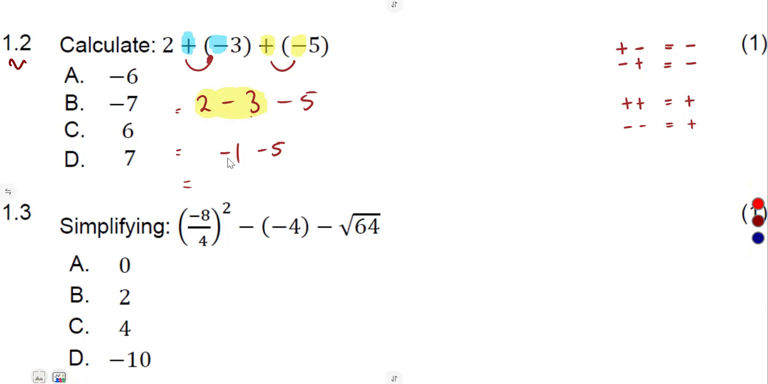Remember, if the signs are the same, just add the numbers. Then use that common sign on your answer. So you just add the numbers. 1 plus 5 is what? It's 6. So it's going to be a negative 6. So the best answer was A.